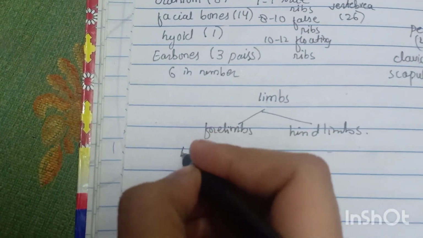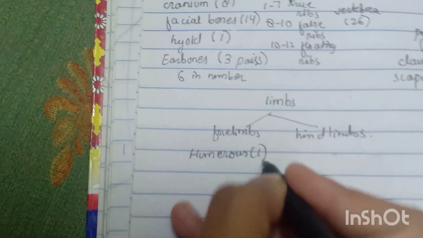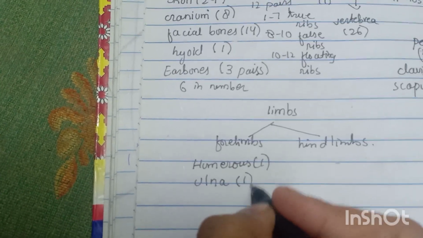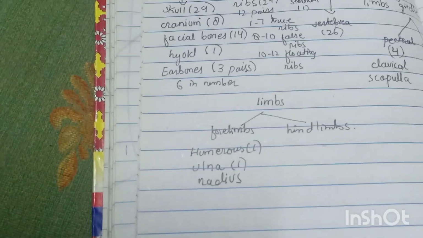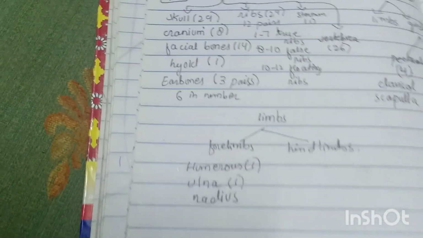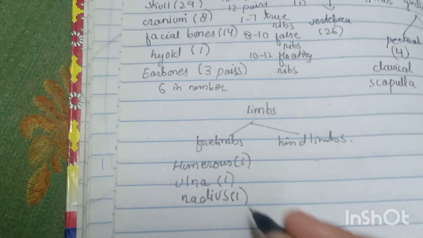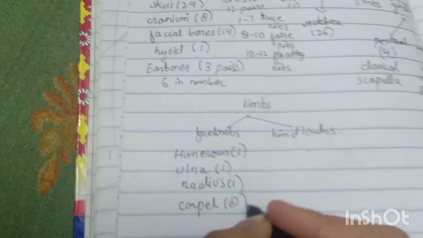First of all, the big bone that is in your arm is the humerus, that is 1 in number. Then there are 2 bones in your forearm, one is ulna, one is radius. Here I am only talking about one arm, but when we'll be calculating it, we'll be multiplying that by 2, right? 1 ulna, 1 radius. Then we have carpals, or you can say wrist bones, they are 8 in number.